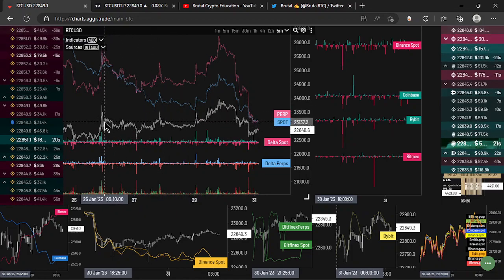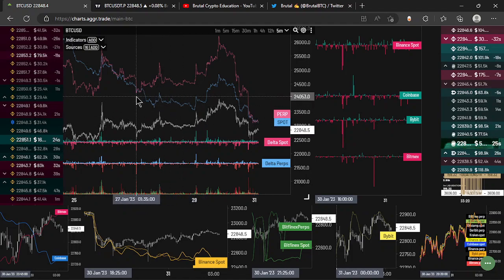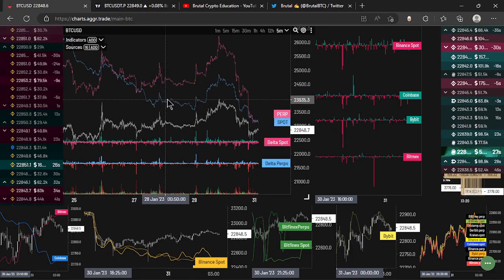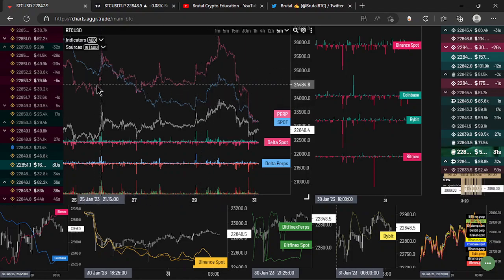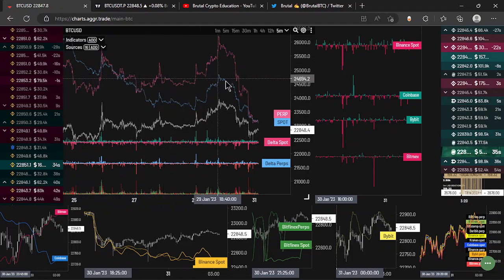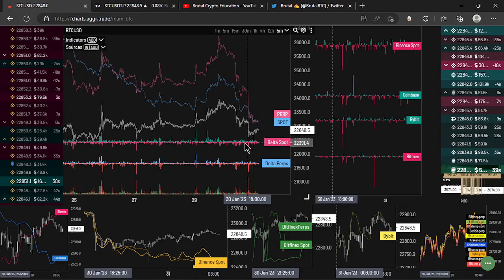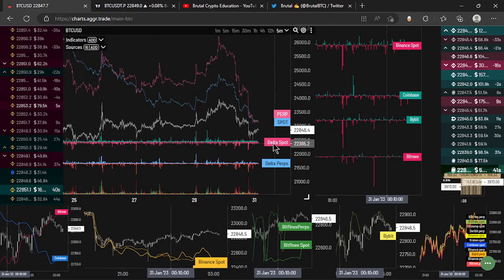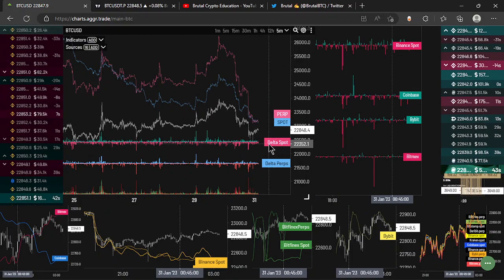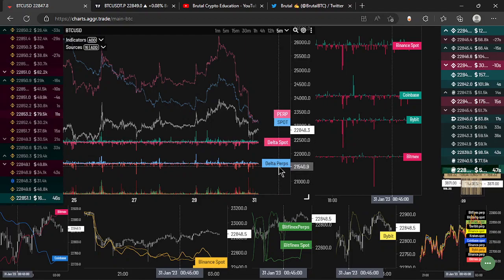This gray one is your price action. This blue one is your spot line, the buying or the selling of spots, and this red one is your perpetuals line, right? This red one, here it is written perpetual spot. This one is your delta spot. Just have a look at my pointer. This one is your delta spot. This one is your delta perpetuals.